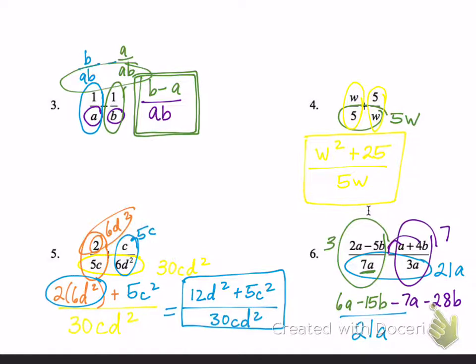Then I'm going to combine my like terms. So 6a minus 7a, I'm going to come up here and finish it out. 6a minus 7a is negative a. And negative 15, negative 28 is minus 43b over 21a.